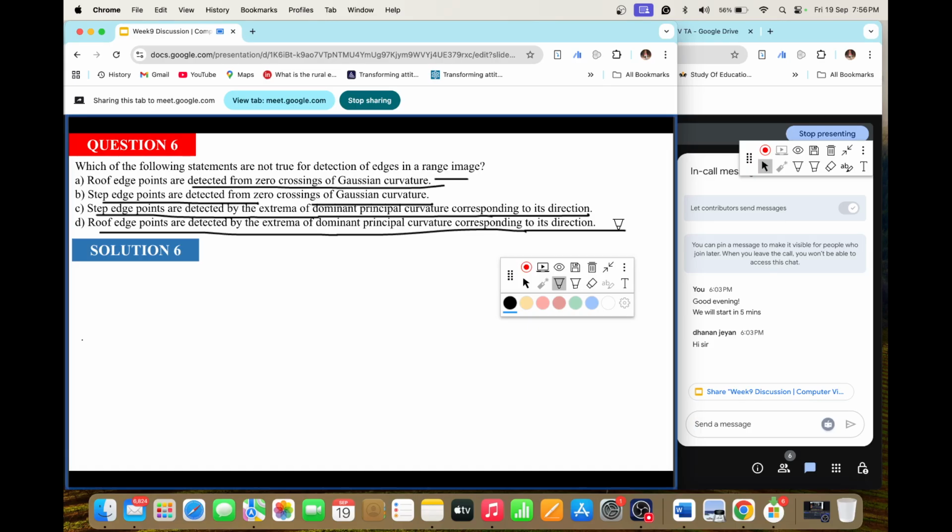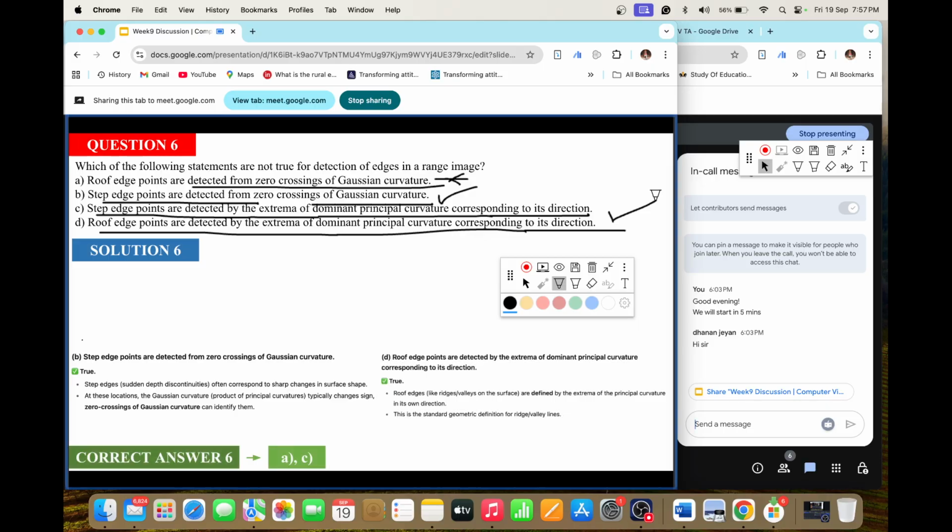Very easy, right? Roof edge points are detected from zero crossing of the Gaussian curvature, that is false. Step edge points are detected by zero crossing of the Gaussian curvature, and roof edge points are detected by extrema of dominant principal curvature. So option B as well as option D is your correct answer, and option A as well as option C is not your correct option.